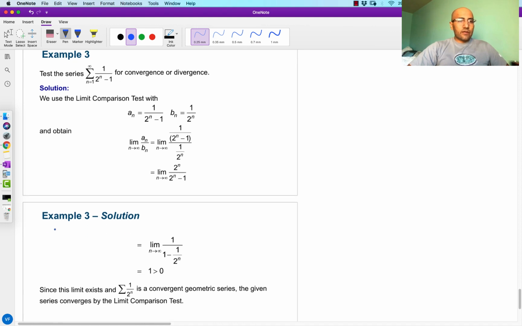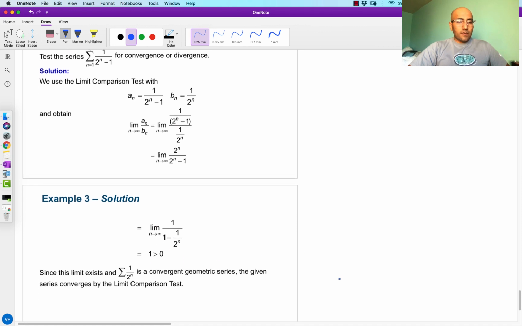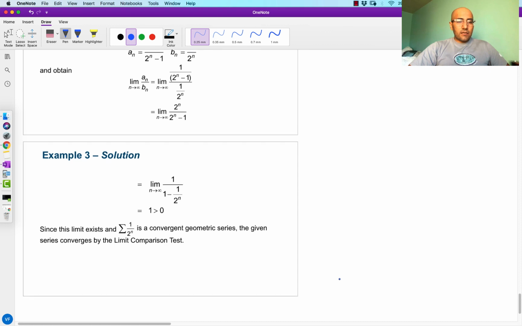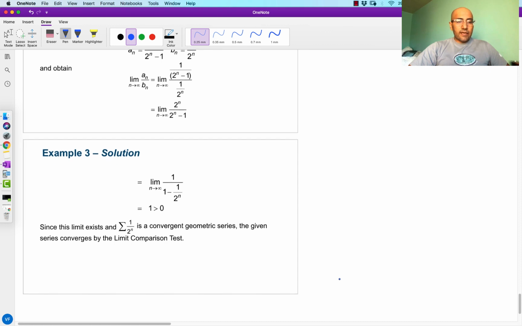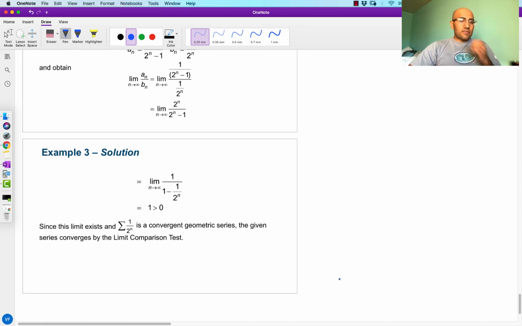See what your author did. This series converges or diverges. Use the limit comparison test, with a sub n equal to this, b sub n equal to this, the limit as n goes to infinity of a sub n over b sub n equals this, equals that, equals that. Okay, that's the same thing I did. Since this limit exists and this is a convergent geometric, then the given series converges by the limit comparison test.